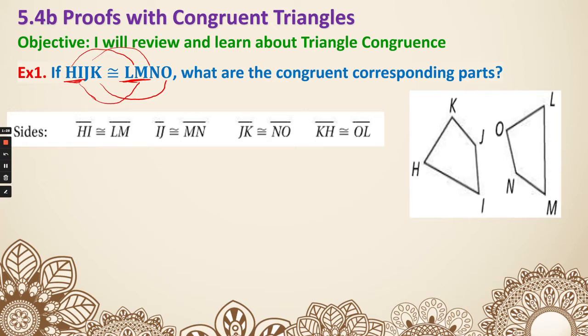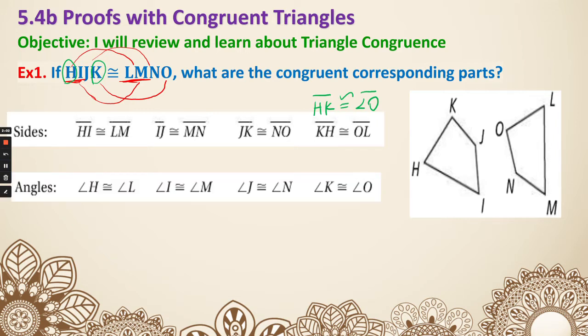JK is congruent with NO. KH is congruent with OL. It doesn't mean you have to write them exactly in this order. So, for example, if I want to call this HK, I totally can. Then that means I'm keeping the first letter and the last letter in the first shape. Then I just need to do the same thing with the second one. So I can do LO, because L is the first letter in the second shape and O is the last letter. So I can also do that as long as they're in the corresponding position.